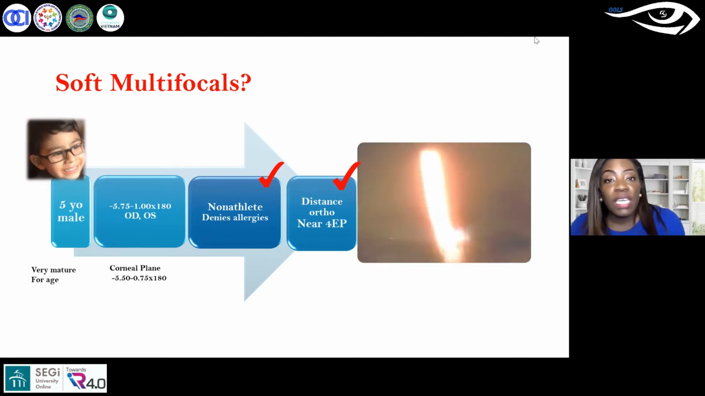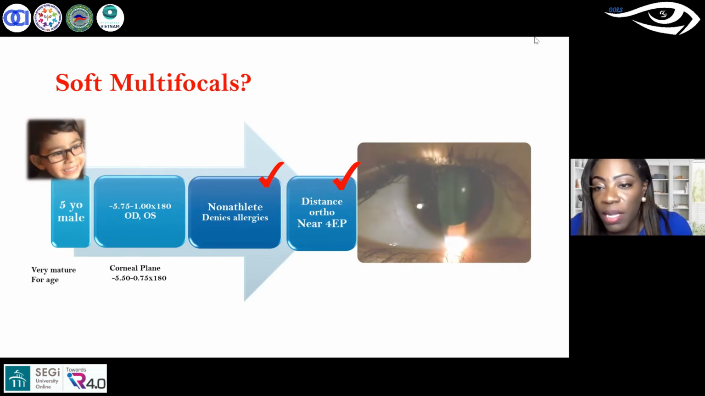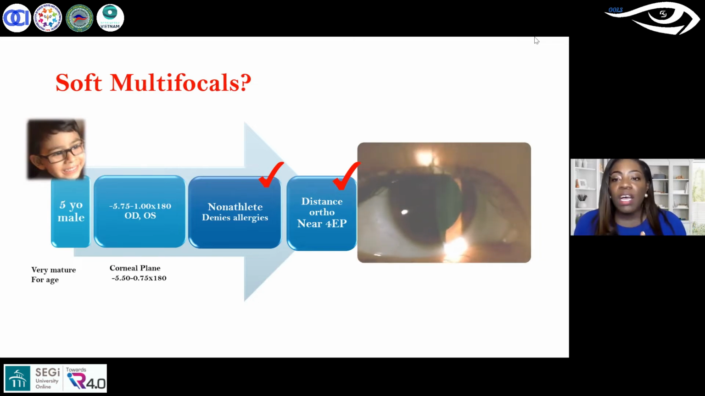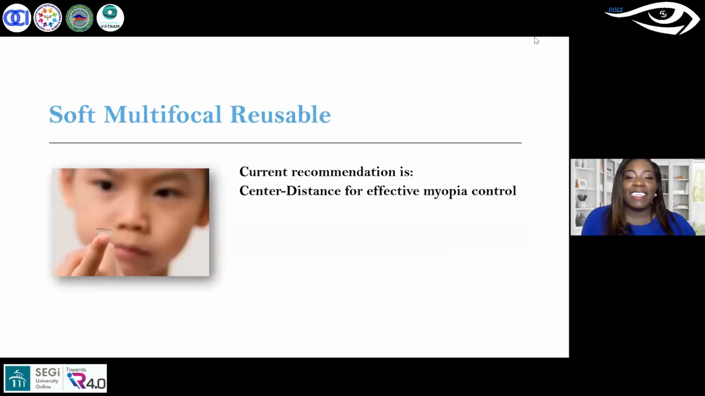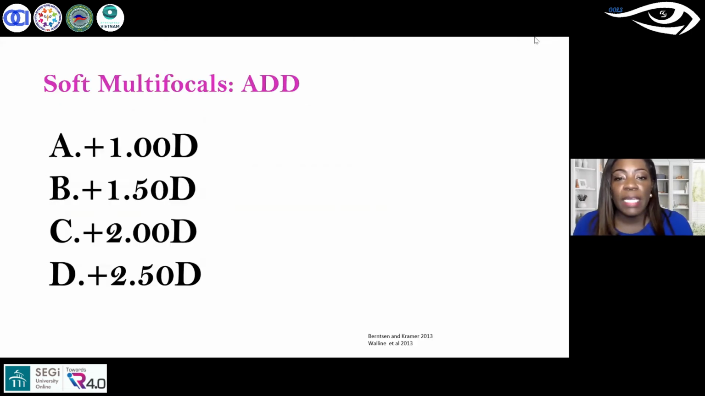So I ended up choosing a soft multifocal lens for him, and this image or video of him was when his pupil was somewhat dilated. I took the video while he was getting dilated. What I ended up doing at the time, 5 years ago, believe it or not, in the States, we did not have a daily disposable multifocal lens option. So I had to go with a reusable lens, and center distance is currently the most effective option. So I went with a center distance multifocal lens.